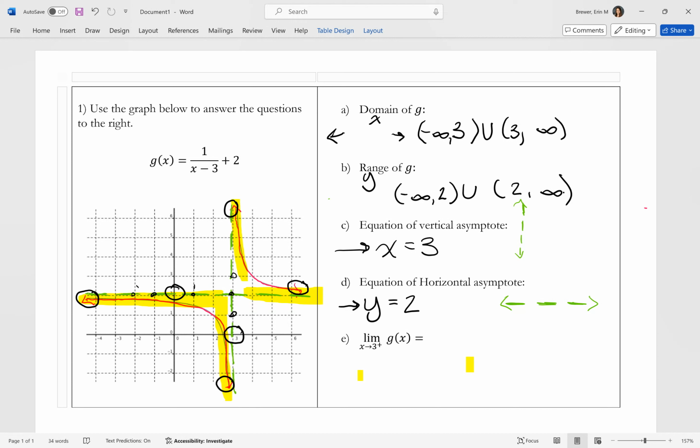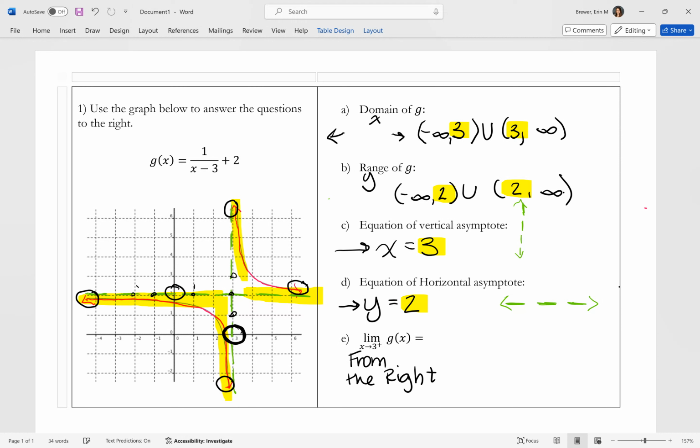A big thing to consider is that I should see similar numbers in your domain as your vertical asymptote, and numbers in your range that reflect the horizontal asymptote. The last thing we want to look at is this limit. This limit says as x approaches 3, and then I see a little plus sign. Let's dissect that. If x is approaching 3, this is the 3 on the x-axis. So I'm asking what is happening to the function as the x values get closer to 3, and this plus sign tells me that I'm looking from the right.